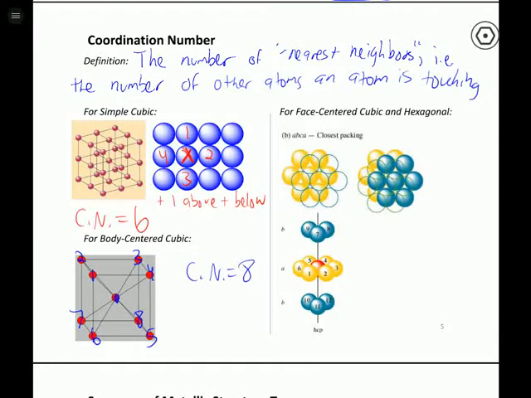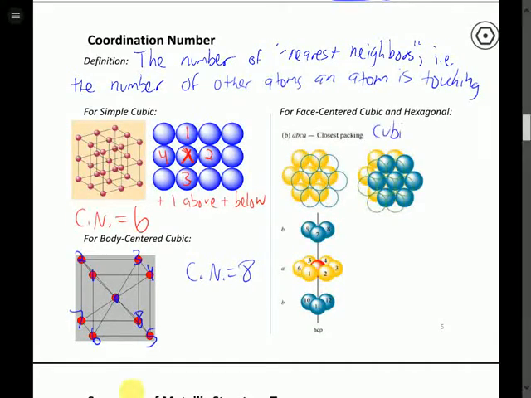All right, and then finally for face-centered cubic and hexagonal, they have the same packing efficiency, and they also have the same coordination numbers. It's a little bit harder to visualize for the ABCA packing. So this is going to be the cubic one up here on top. So if we take this atom here, which is shown as a hollow blue, we're going to define all of the nearest neighbors. It has 6 that surround it in the same layer.